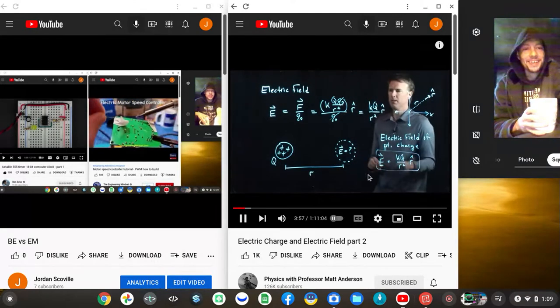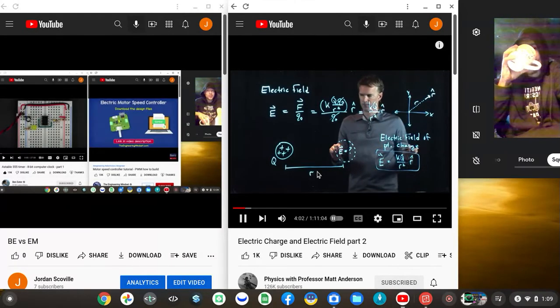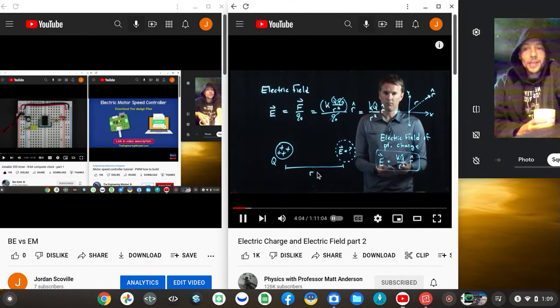Hat is just the direction. It means pointing away from the point charge. All right, so let's draw some electric fields.